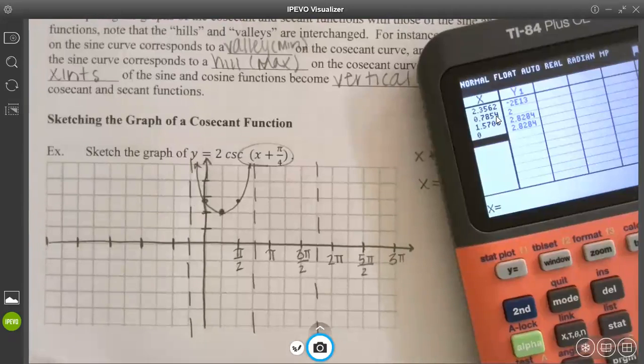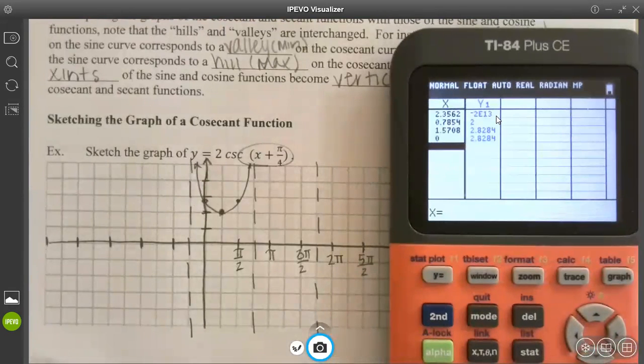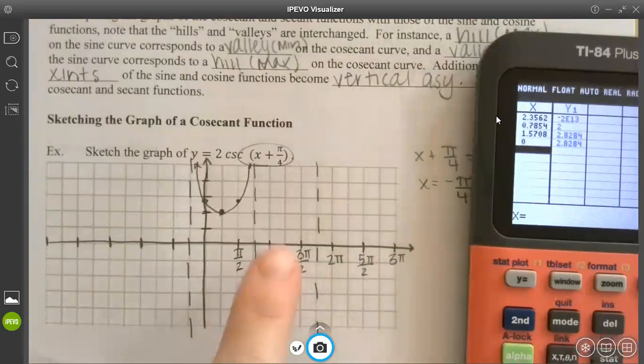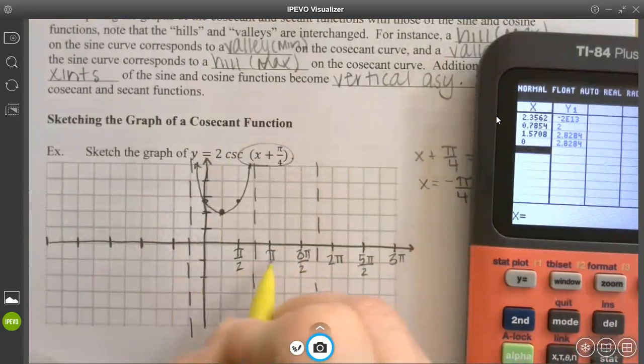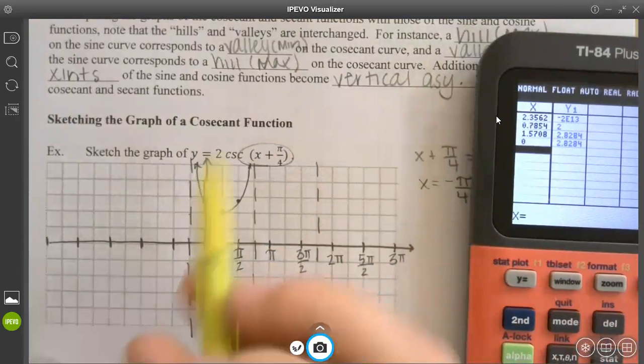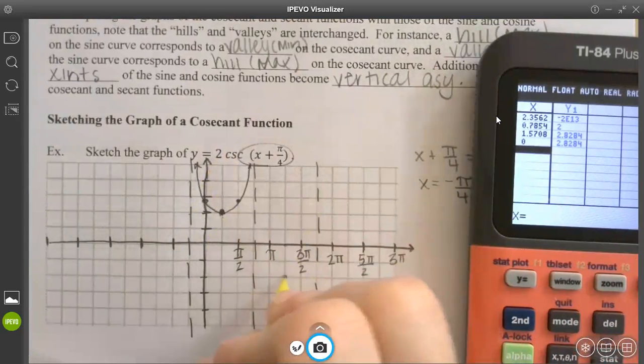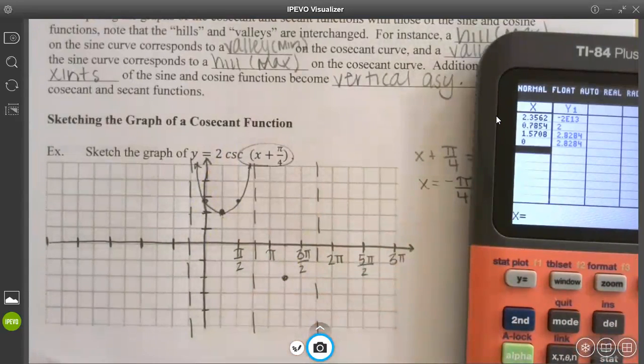Well, what about the next one? What's directly in the middle? What about here? You don't have to be specific. What is the middle between where and where? Between pi and 3 pi over 2, right? Why was this at 2? Because the 2 is in front. So this middle is going to be at negative 2.